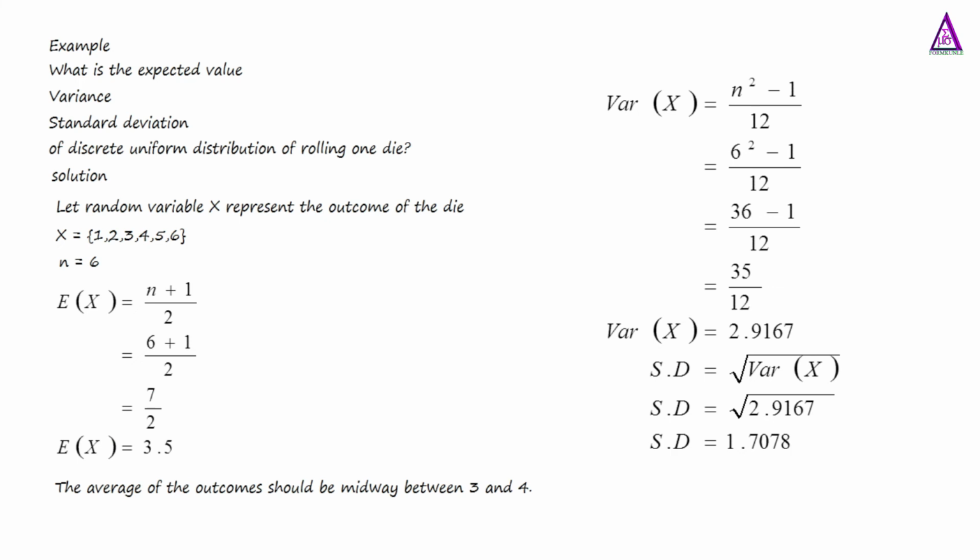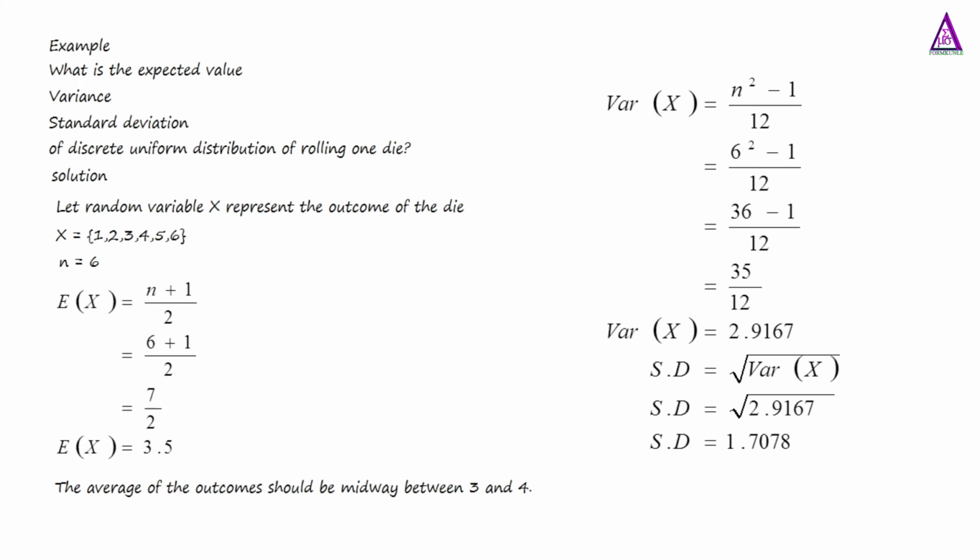Therefore, our S equals 1, 2, 3, 4, 5, 6, because the die has 6 sides and our n equals 6. So the expected value of X equals (n + 1) divided by 2, according to the proof. Now, where our n is equal to 6, we have (6 + 1) divided by 2. 6 plus 1 equals 7, divided by 2. So our expected value equals 3.5.